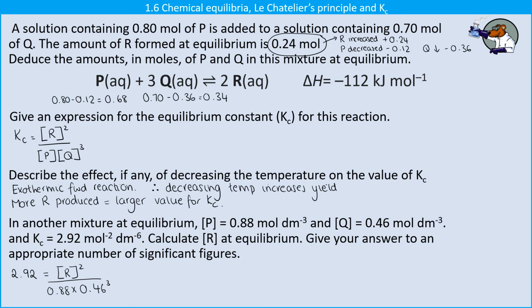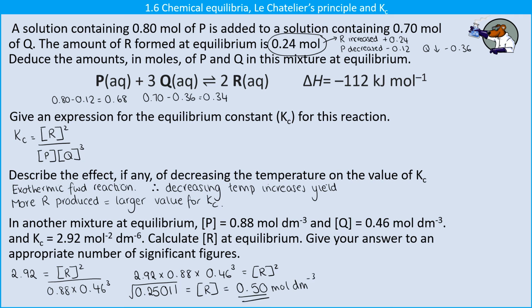Then I'm going to multiply both sides of my equation by the denominator of my fraction. So this is going to give me R squared, and then if I evaluate that and square root it, I get an answer for R of a concentration of 0.50.